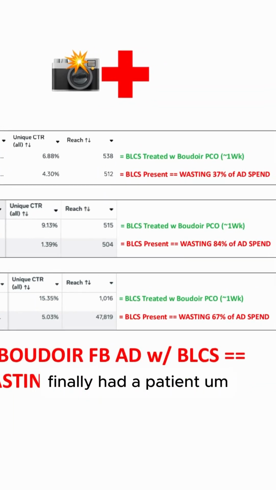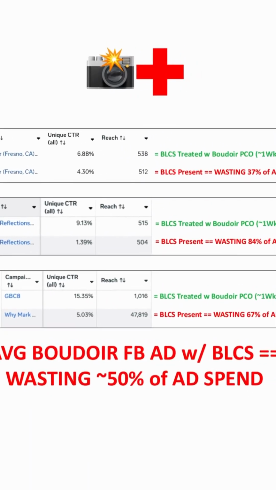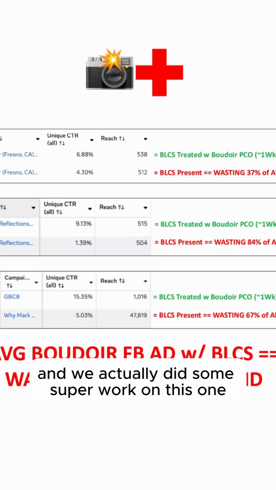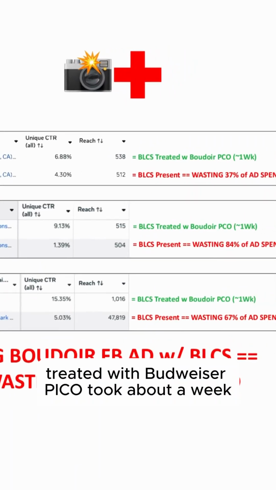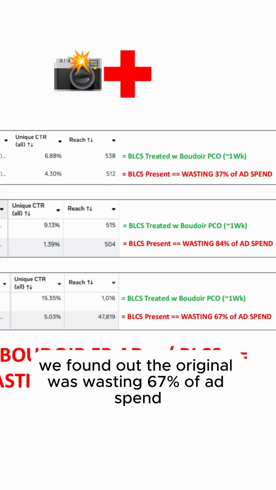Finally had a patient. His unique CTR on his ad was 5.03%, and we actually did some super work on this one. Treated it with Boudoir Pico, took about a week, got the unique CTR up to 15.35%. So found out the original was wasting 67% of ad spend.